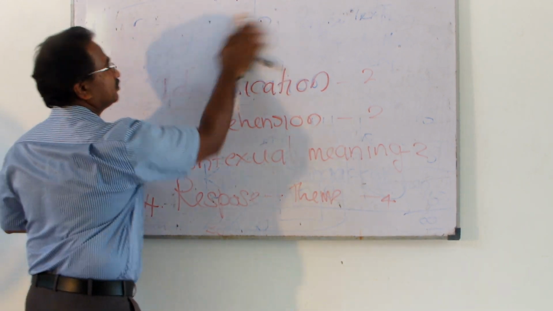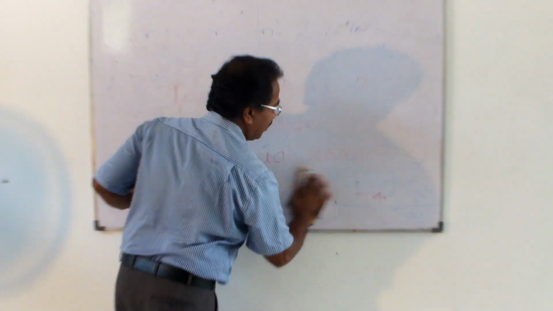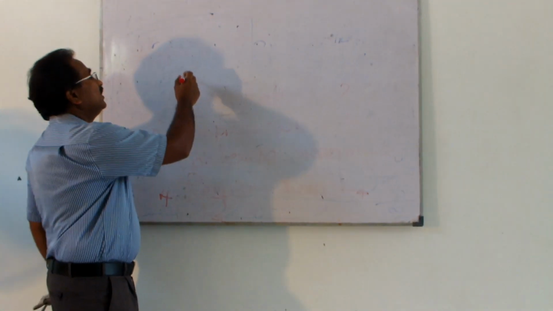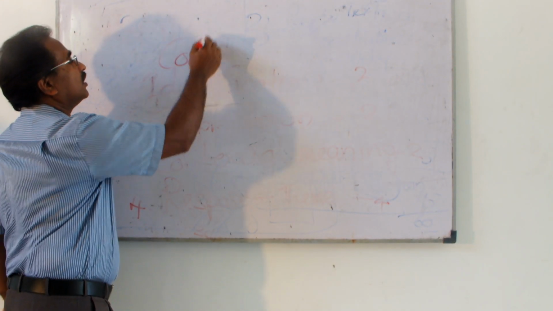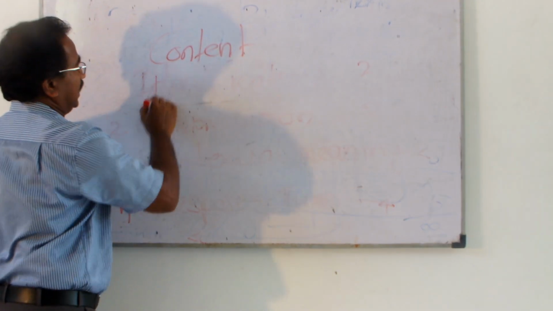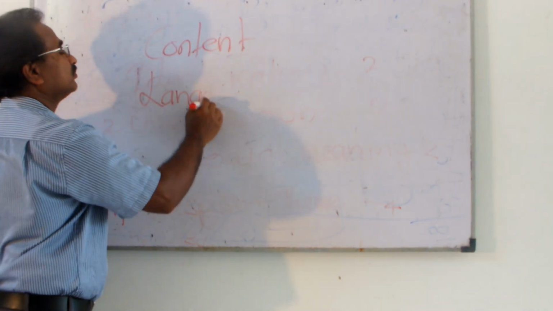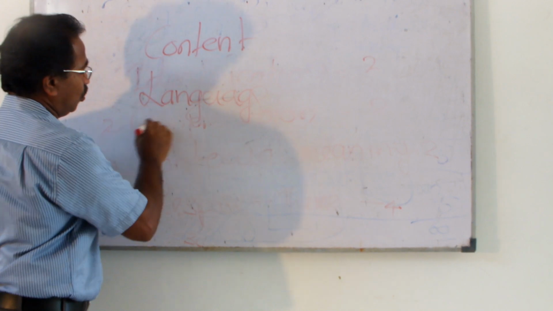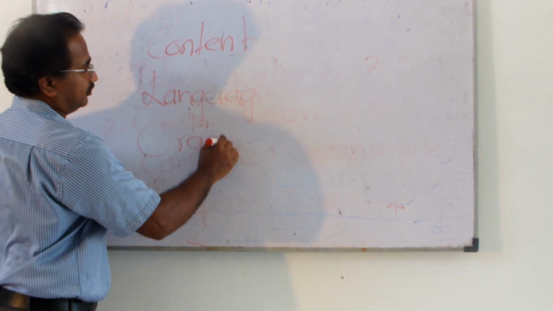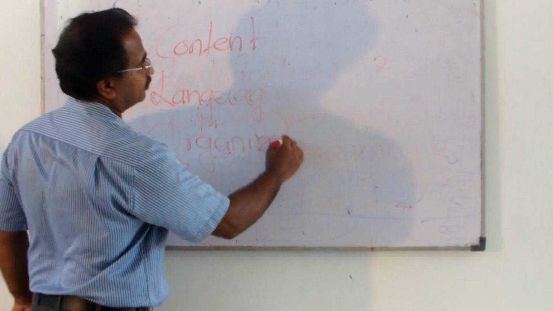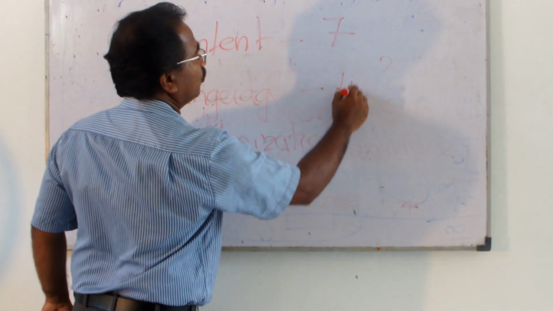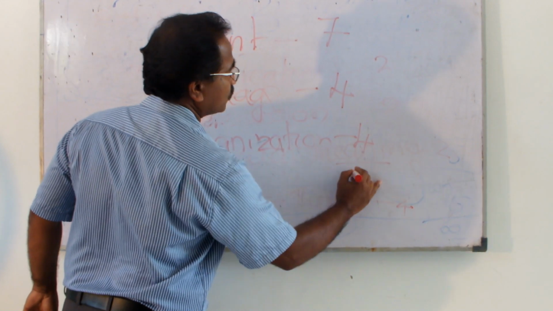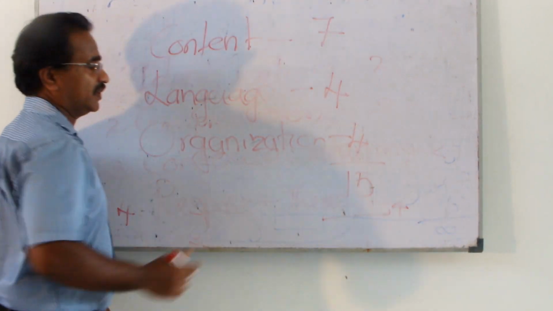And then poetry, drama, prose, fiction, the essay type questions. In the essay type questions, the marks are given for content, language and organization. For content you get 7 marks, language 4 marks, organization 4 marks, altogether 15.